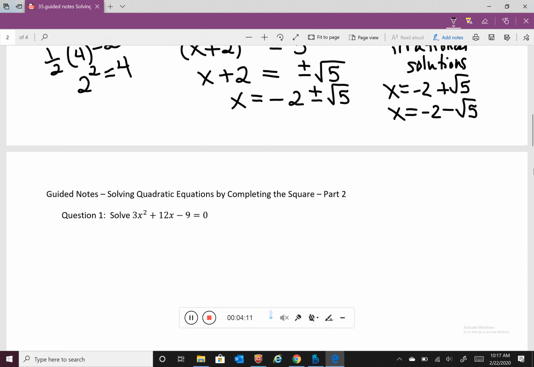Your first question is to solve by completing the square: 3 times x squared plus 12x minus 9 equals 0. And notice A is not equal to 1, so you need to ensure that it becomes equal to 1 and follow your steps.